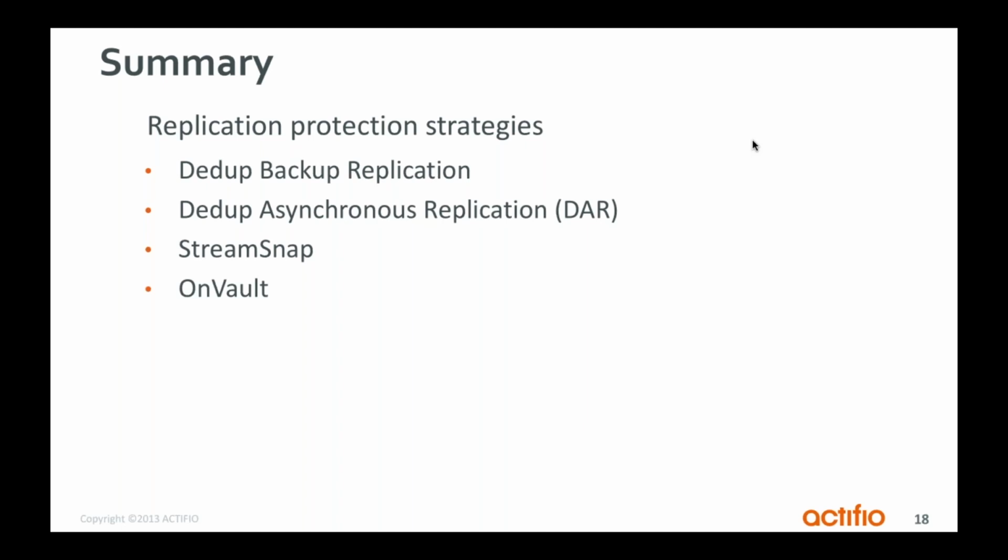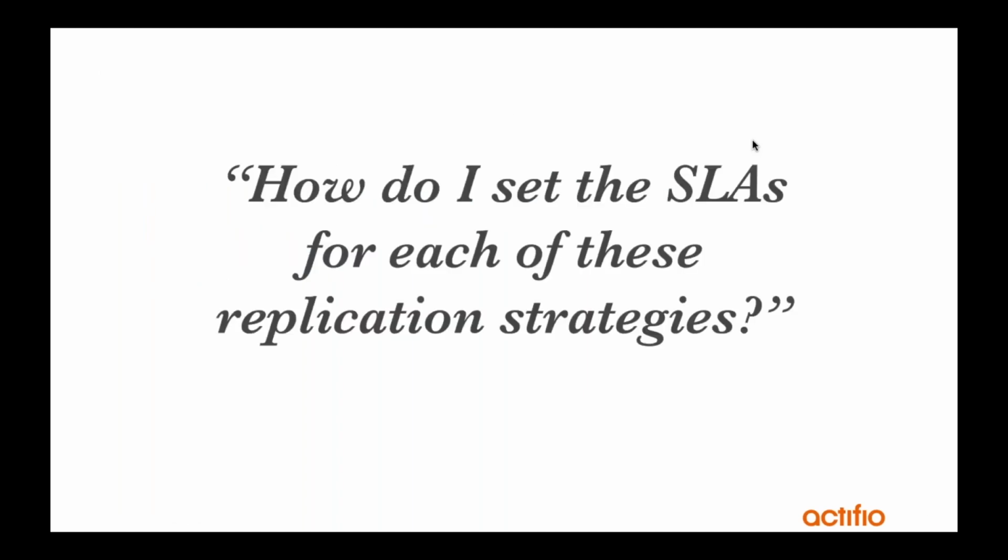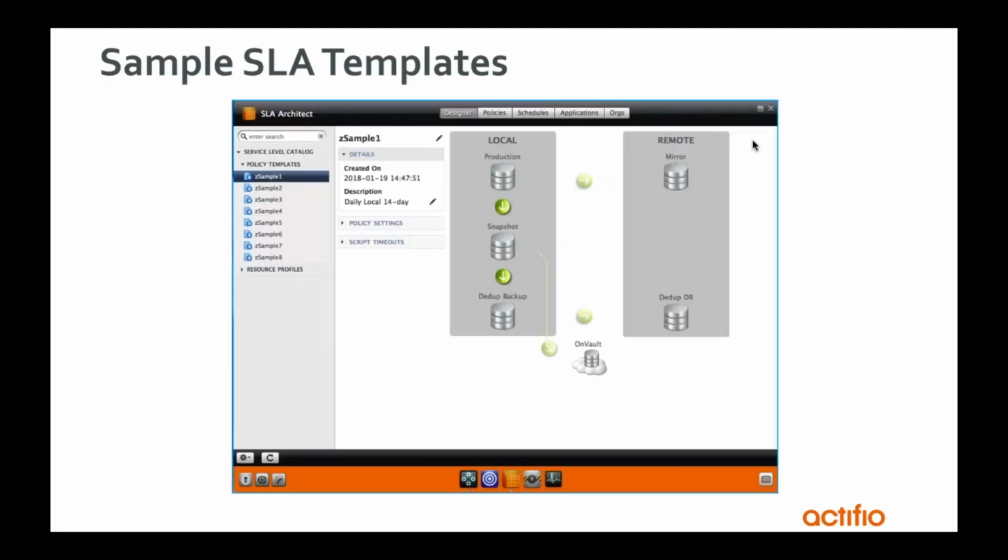Exactly. Now I know we covered this in the SLA webinar, but could you show us how to create SLAs for each of these methods? So the nice thing is that with Release 8.0 of our product, Actifio provides you with 8 sample SLA templates. Now they're actually labeled Z sample 1 up to Z sample 8. This is so that they'll alphabetically sort at the bottom of the template list.